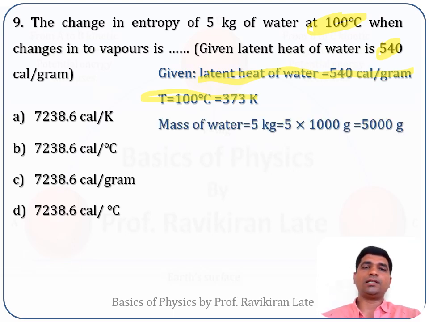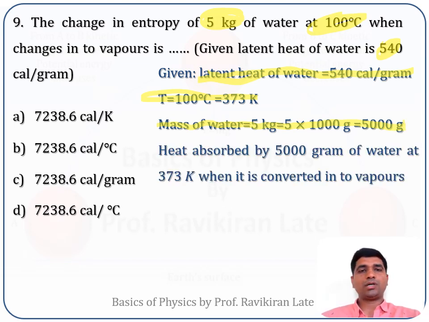Now see, the amount of the substance, water, is given as 5 kg. So the mass of the water is 5 kg, which is nothing but 5000 gram. Now we need to calculate the change in entropy for the 5000 gram of water.